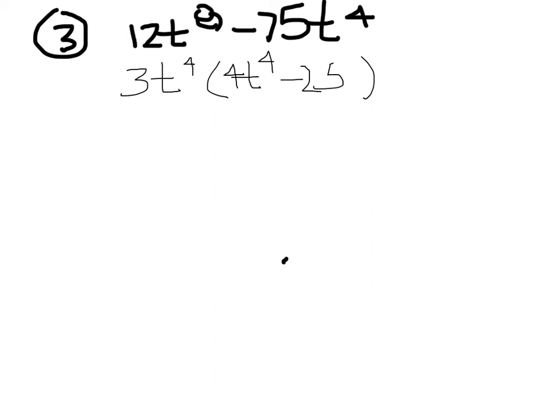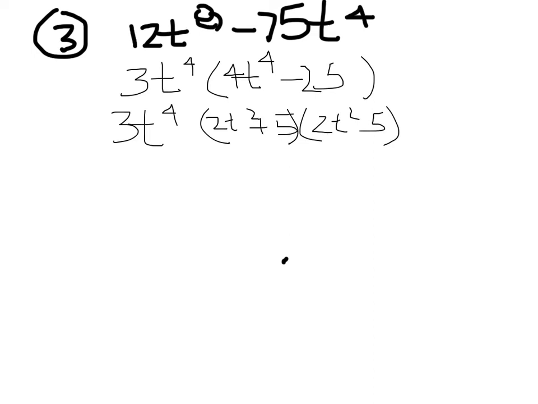Often, when factoring a higher degree polynomial, you will need to factor again. This is called factoring completely. This is the case in this problem. We have a difference of two squares here. The square root of 4t to the 4th is 2t squared. And the square root of 25 is 5. We will alternate the signs, and we will look to factor again.